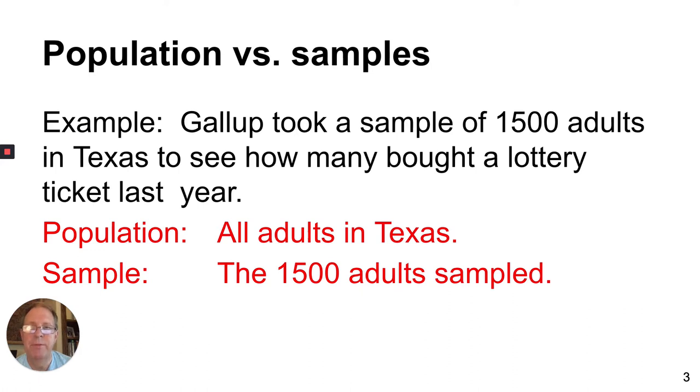Here's an example. Suppose Gallup took a sample of 1,500 adults in Texas to see how many bought a lottery ticket last year. The population: all adults in Texas. The sample: the 1,500 adults who were sampled.